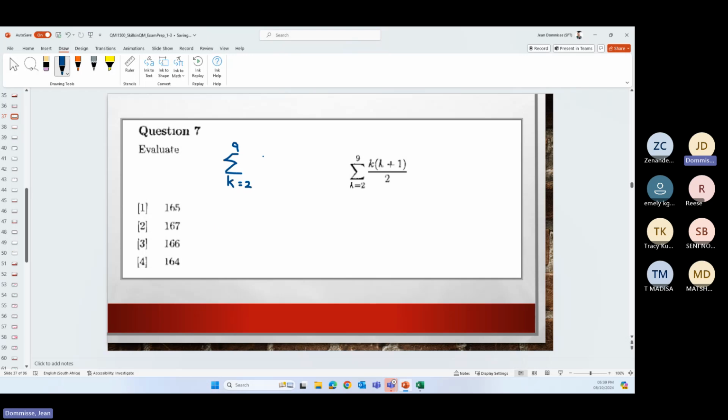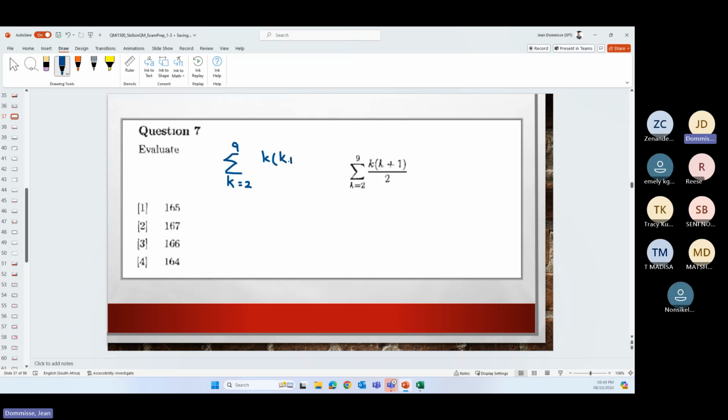So here they're giving us a formula, k times k plus 1 divided by 2, and they say we need to work out the summation of that from k=2 to k=9. Okay, so that is what this means, is that we're going to work it out for k=2, then we're going to say that plus k=3, k=4, k=5 up until k=9.